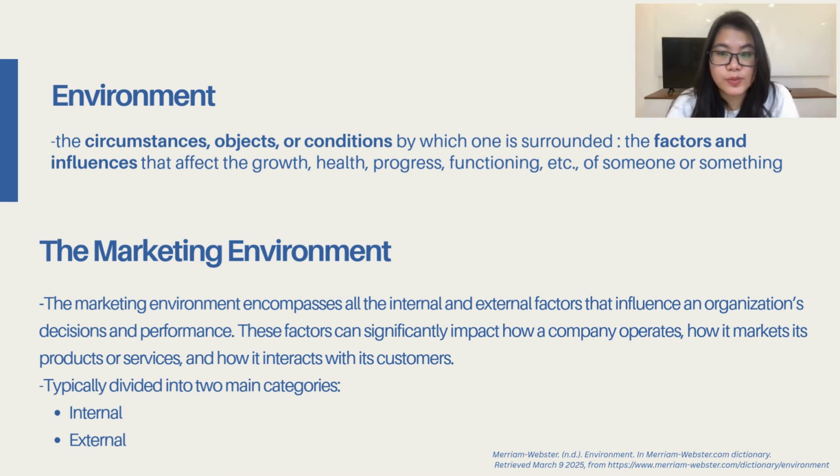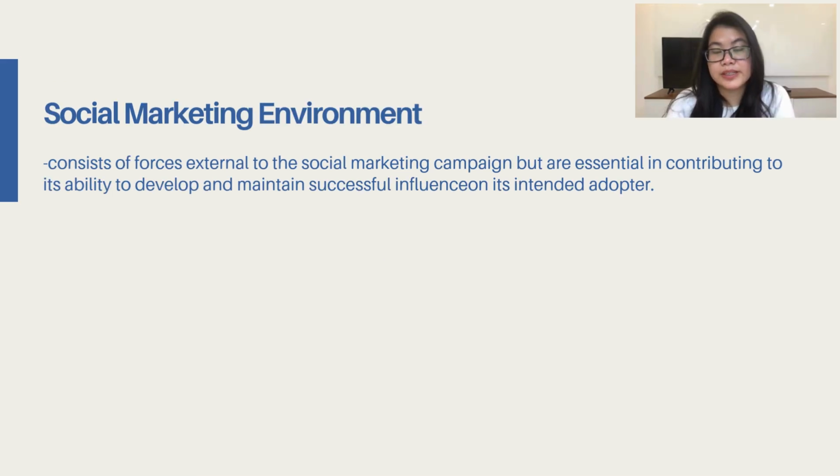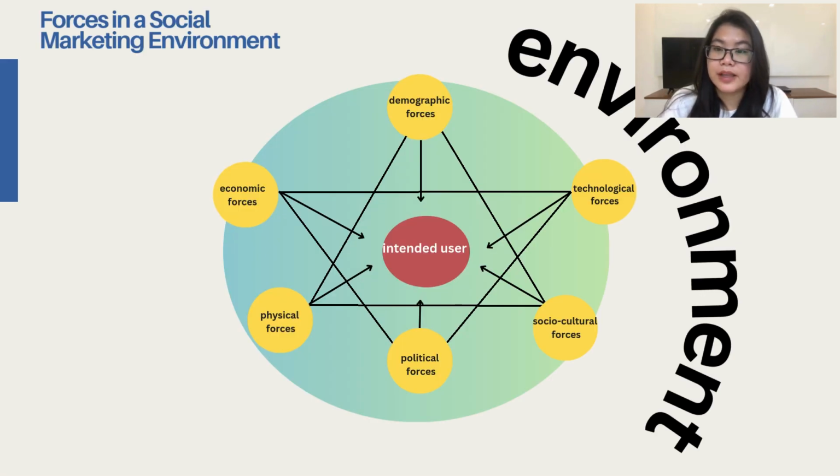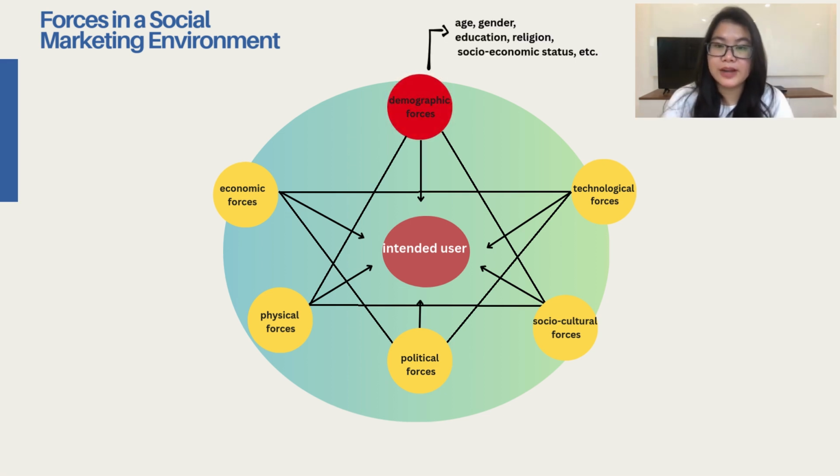Typically, the social marketing environment or the marketing environment is divided into two main categories: internal and external. The social marketing environment consists of forces external to the social marketing campaign, but are essential in contributing to its ability to develop and maintain successful influence on its intended adopter. As you can see, this is the environment, and we can see all the forces mentioned in our book, in our module. So let's begin with the demographic forces.